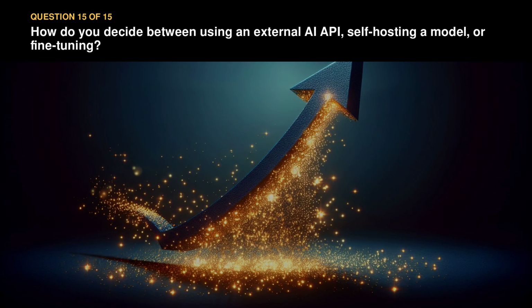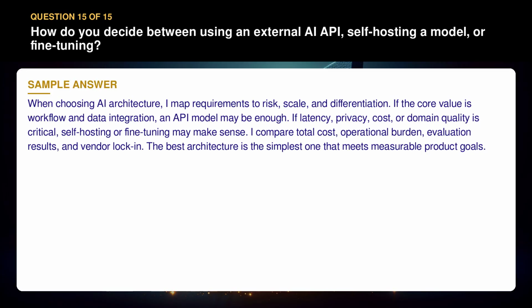Question 15. How do you decide between using an external AI API, self-hosting a model, or fine-tuning? When choosing AI architecture, I map requirements to risk, scale, and differentiation. If the core value is workflow and data integration, an API model may be enough. If latency, privacy, cost, or domain quality is critical, self-hosting or fine-tuning may make sense. I compare total cost, operational burden, evaluation results, and vendor lock-in. The best architecture is the simplest one that meets measurable product goals.